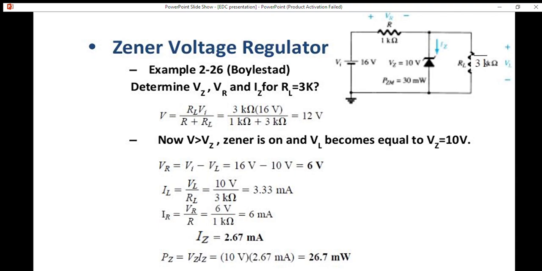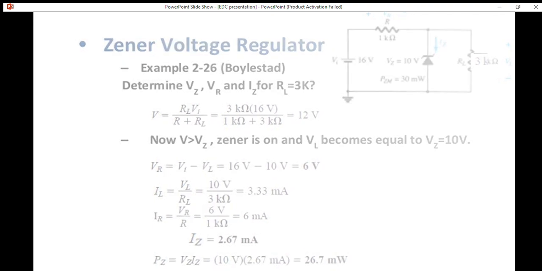Now we are going to find IL and IR. IL is equal to 3.33 milliampere and IR is equal to 6 milliampere. And at last we find IZ, which is equal to IR minus IL. IZ is equal to 2.67 milliampere. So P is equal to VI. At last PZ is equal to 26.7 milliwatt, which is the power.